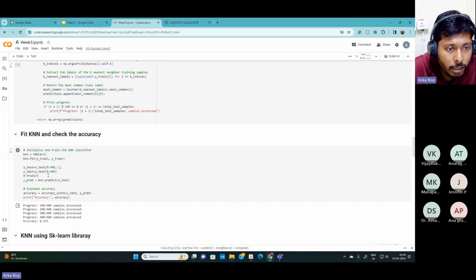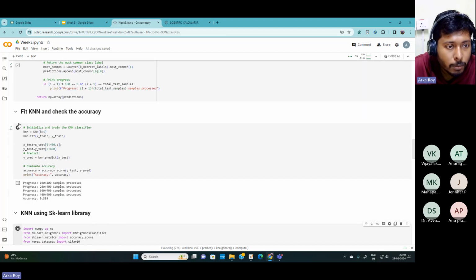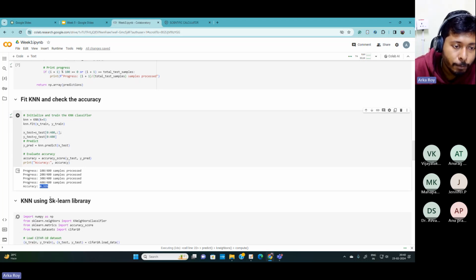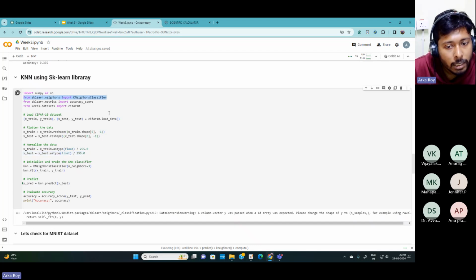So for 400 images, if I have written a KNN from scratch, it takes 4 minutes to give me the classification accuracy only for 400 images. But let us consider the standard library that is there in sklearn, and we'll be using all 10,000 images, and we'll see what the classification accuracy will be and how much time it takes.